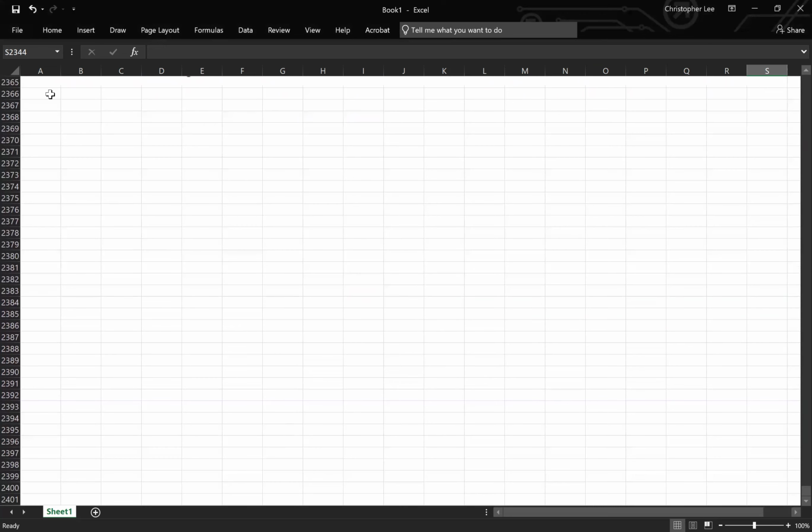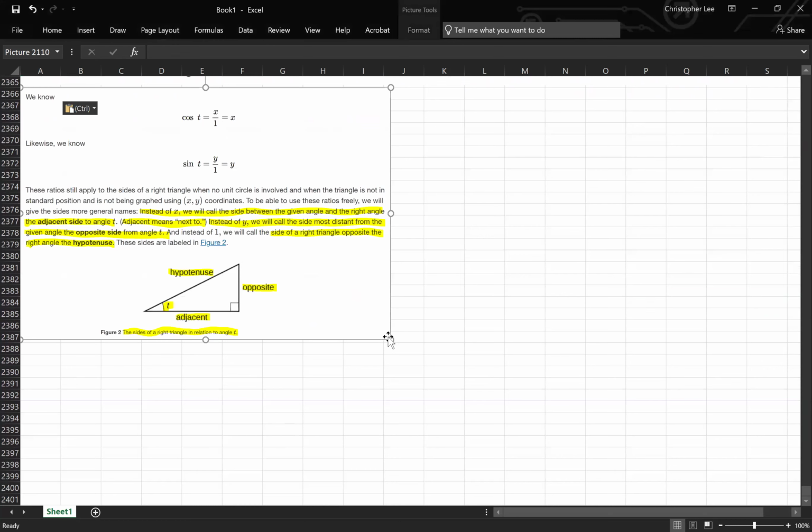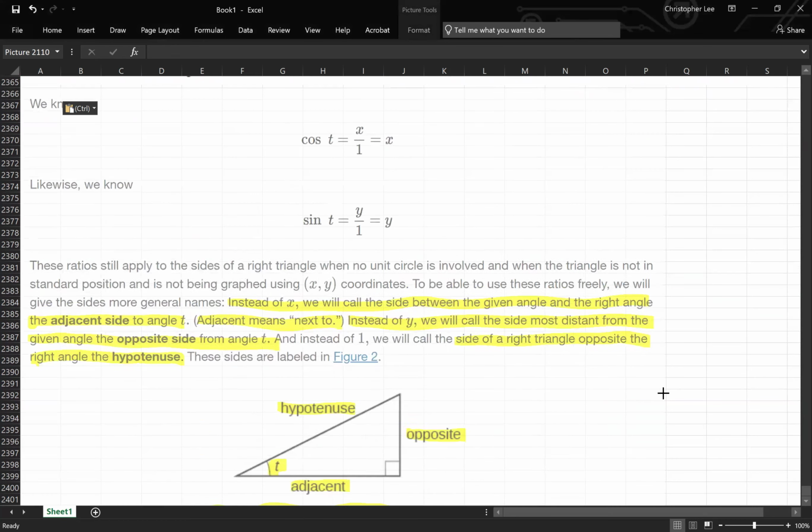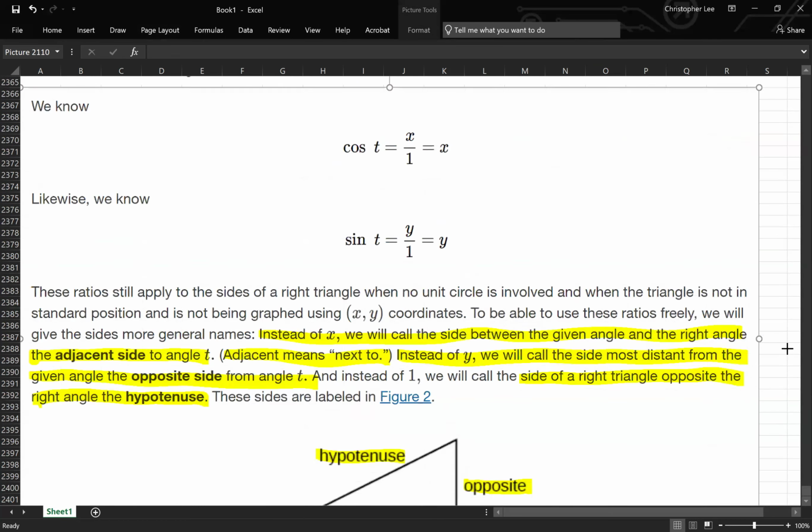Again, y'all have probably seen this already, just going through the motions. But we're going to see something new today. We know that cosine of t is equal to x over 1, which is equal to x. And likewise, we know that sine of t is equal to y over 1, which is y.